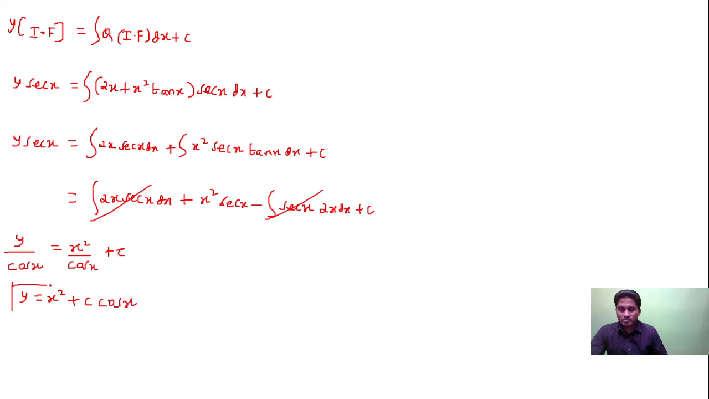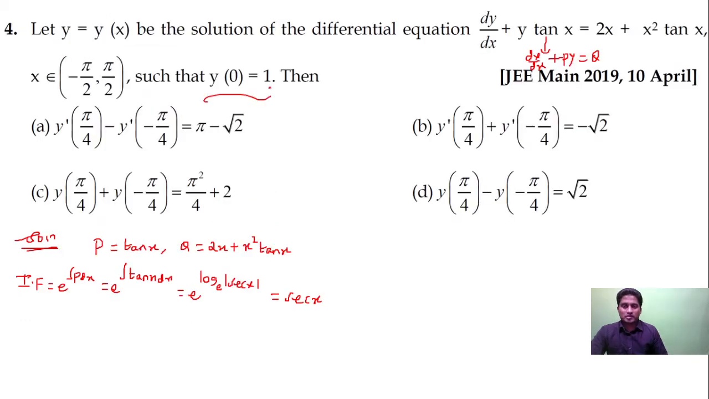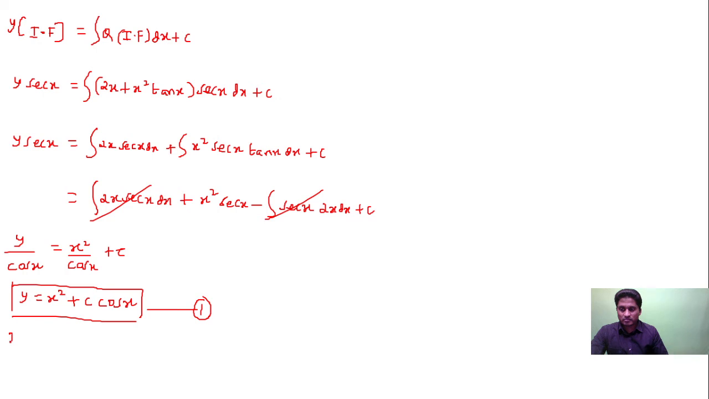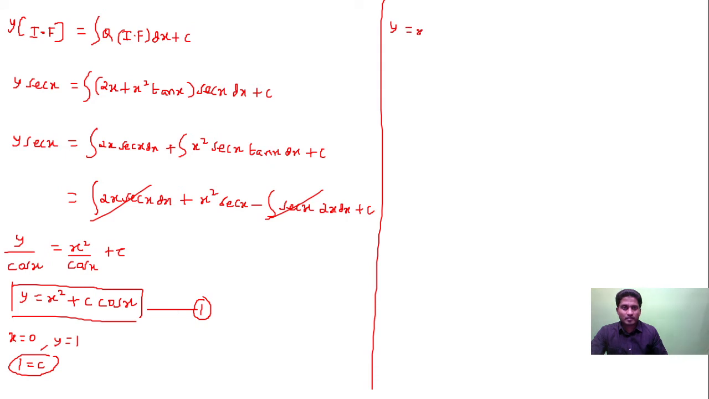Okay, let's call this equation 1. Alright, now it is given in the question that y of 0 is equal to 1. That is, when x is equal to 0, y equal to 1. So if I use the boundary value x is 0, y is 1, you get 1 is equal to c. Substitute back in equation 1. You will get y is equal to x square plus cos x, because c is 1. This is y of x.